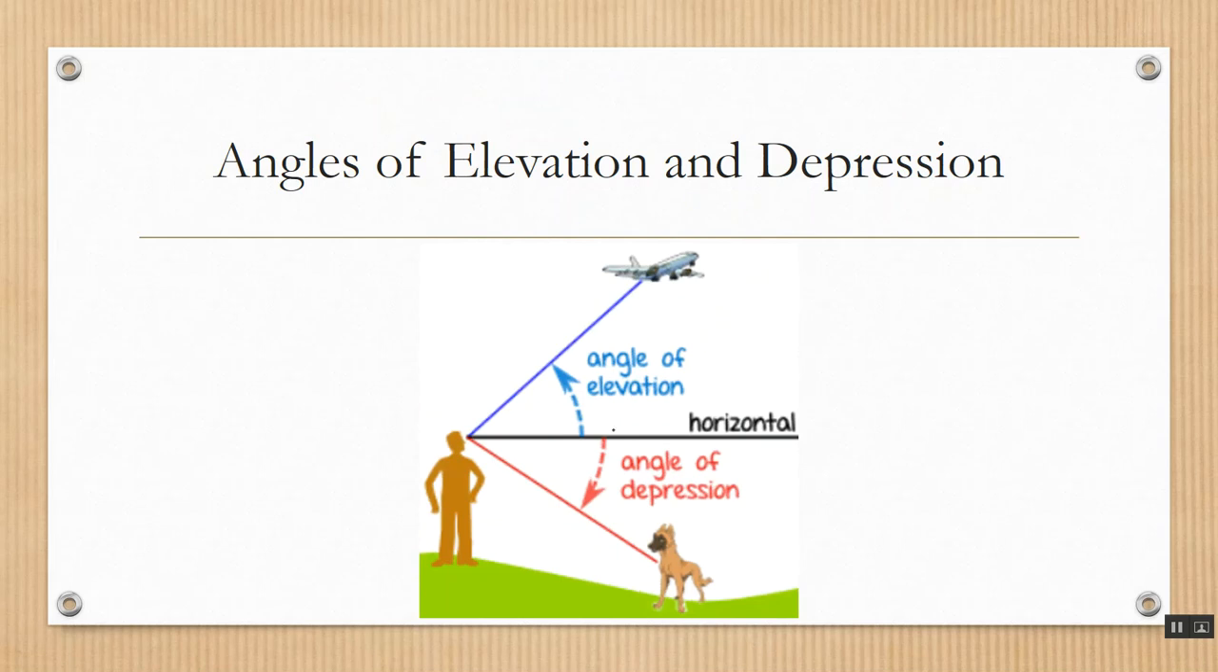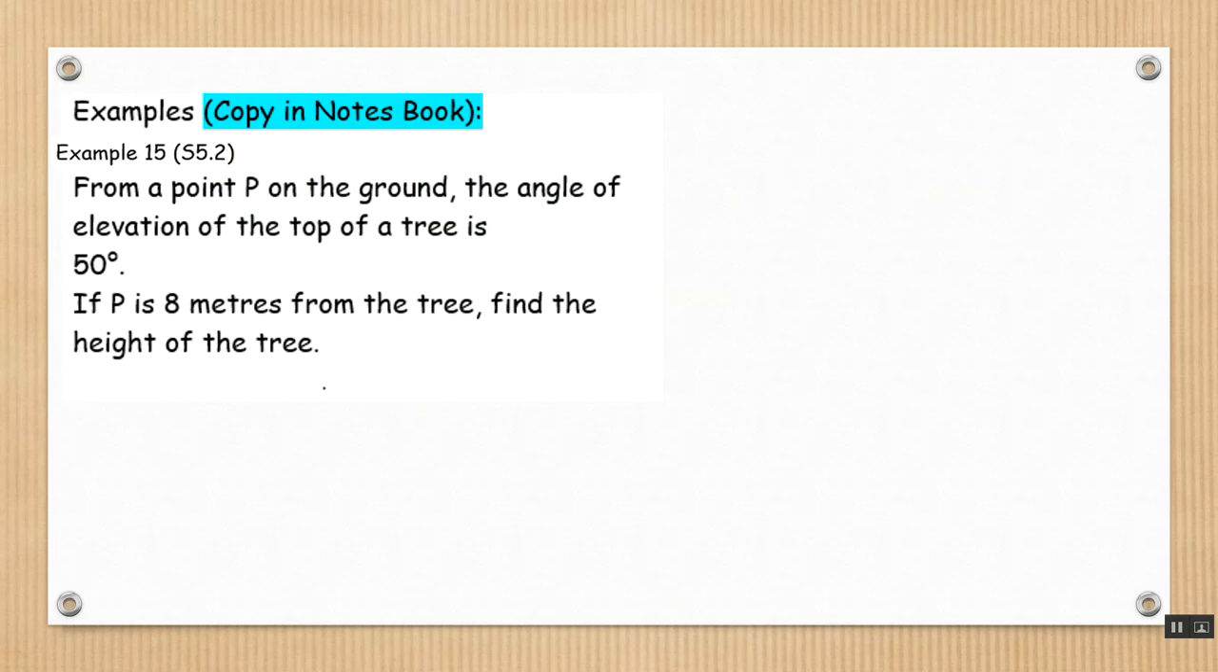So just a reminder, elevation is where we go up. Depression is where we measure the angle down. And we have problems like this one, like this example, where we don't start with a diagram. You actually have to draw the diagram. So from a point P on the ground, so have a starting point. This one's called P. Sometimes you might just call it S for start, but it clearly says point P. The angle of elevation, so elevation, we think up straight away, up from the horizontal.